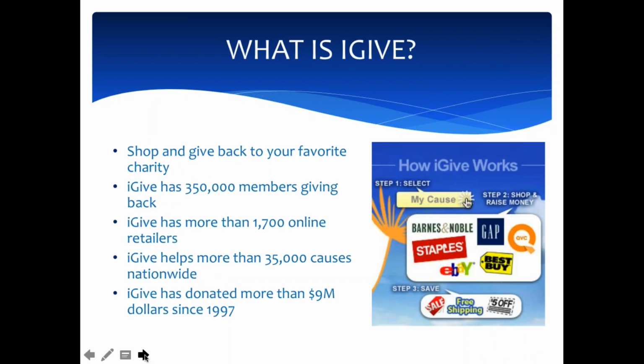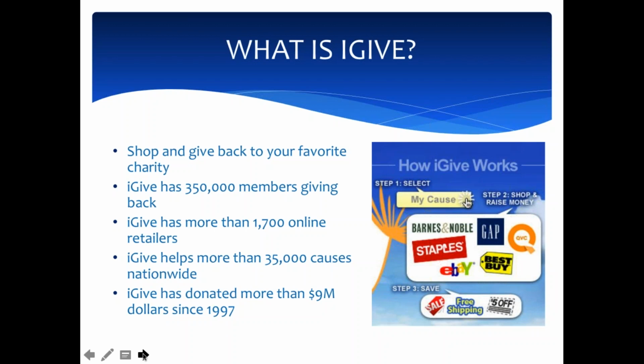Some of you may be new to iGive. We have been around for 20 years, and we've raised over $9 million for all different causes, from animal rescue to PTA to sports to local causes. We have over 35,000 causes, which we're very proud about, and adding more all the time. So if yours isn't there, please add it. We allow people to do what they do, which is shopping online, but we give a portion of that shopping back to your cause. And you can obviously change your cause at any time.